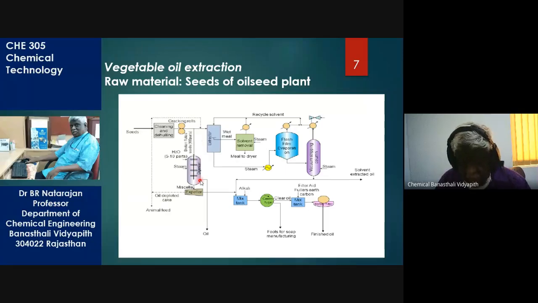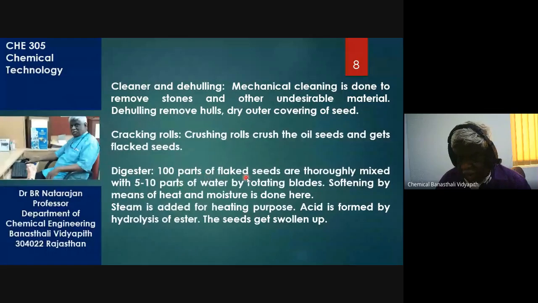This is the same expeller digester. 100 parts of flax seeds are thoroughly mixed with 5 to 10 parts of water by rotating blade. Softening by means of heat and moisture is done, and steam is added for heating purpose. Acid is formed by hydrolysis of ester. The seeds get swollen up.